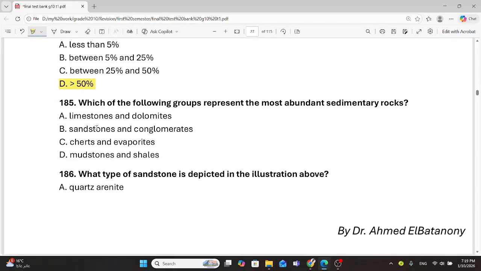Which of the following groups represents the most abundant sedimentary rocks? Limestone and dolomite, sandstone and conglomerate, chert and evaporites, or mudstone and shale? It is mudstone and shale.